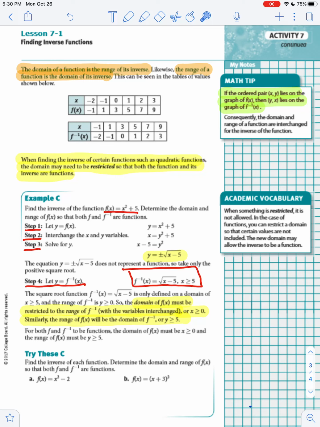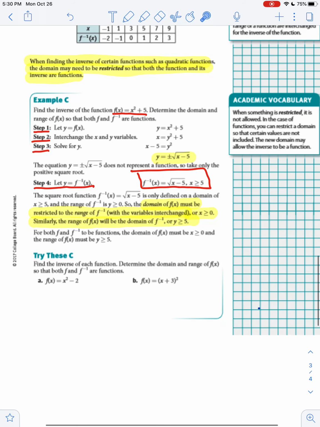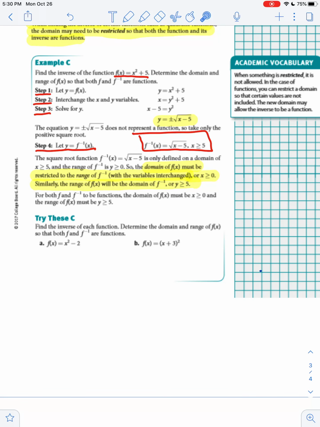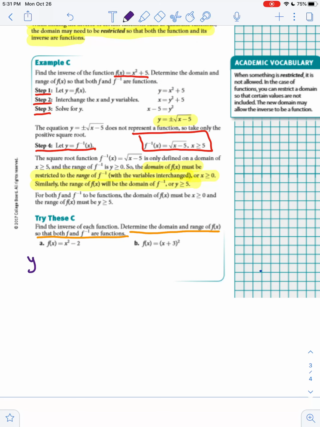That's going to be really handy when we start graphing, but also when we start talking about domain and range. So when finding the inverse of certain functions, such as a quadratic function, the domain may need to be restricted so both the function and its inverse are functions. Okay, so I think I went through example C in class, but I'm going to look at the try these and try to explain how to handle these domain and range situations. So we are going to find the inverse. And then the important part of this problem is more about determining the domain and range of f of x so that they are both functions.